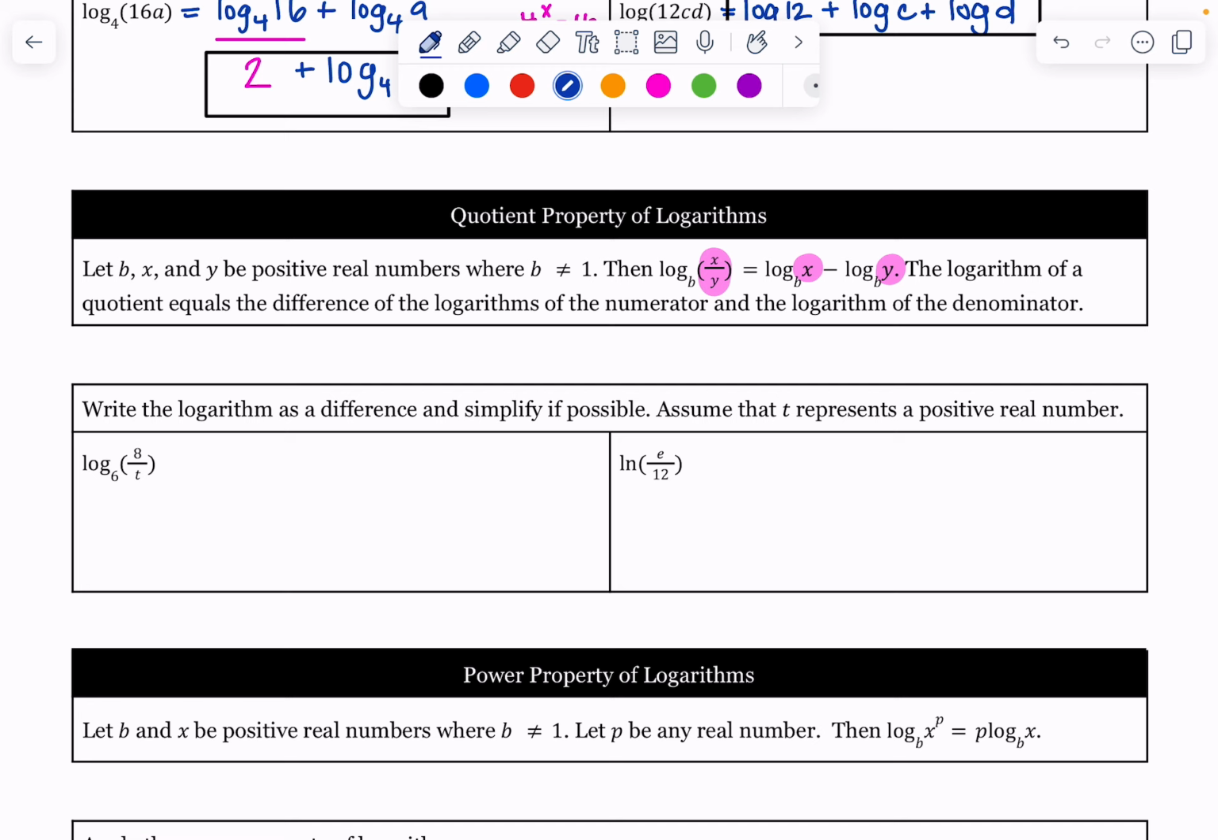Okay, so what this says, if this is division or a quotient, so we can separate by the quotient property. We're going to have log base 6 of 8 minus log base 6 of t. It says simplify if possible, but if I look at this, 6 to the something gives me 8. There's not a whole number that could give me 8, or even like an easy fraction, so we're just going to leave that for now.